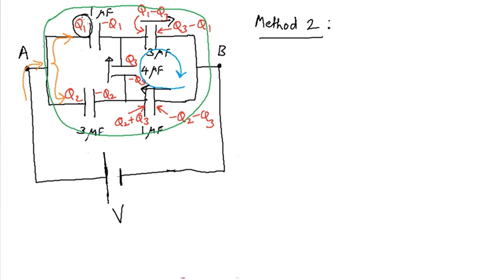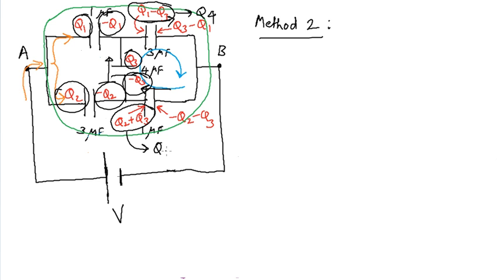Of course, Q1 and minus Q1, I'll keep them the same. So also Q2 and minus Q2, and also Q3 and minus Q3. But in place of the charge Q1 minus Q3, which I get by charge conservation on this left plate, I'm going to write here Q4, and likewise in place of Q2 plus Q3 here I'm going to write Q5.